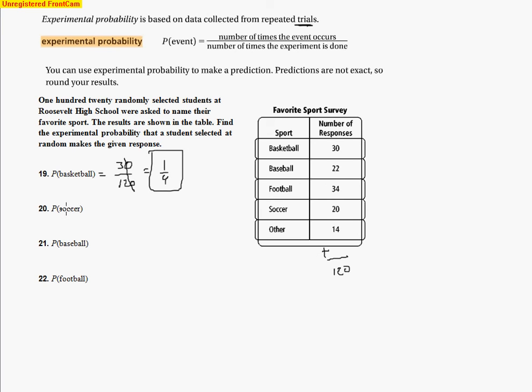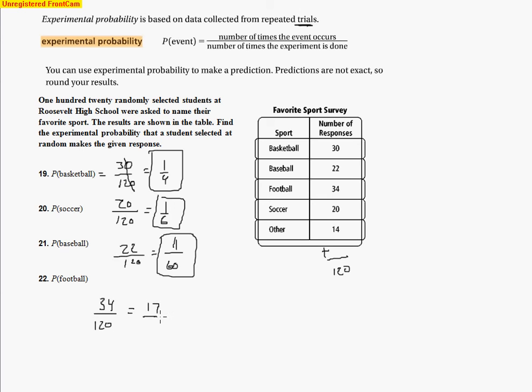The probability that the person would like soccer was 20, but we do it over the total number, which is 120, which would reduce down to 1/6. Baseball was 22 over 120, so we divide by 2, and we're getting 11 over 60. And the last one here, football, that one is 34 over 120, which reduces down to 17 over 60. So those are the types of problems that we're going to end up seeing on tonight's assignment. Good luck.